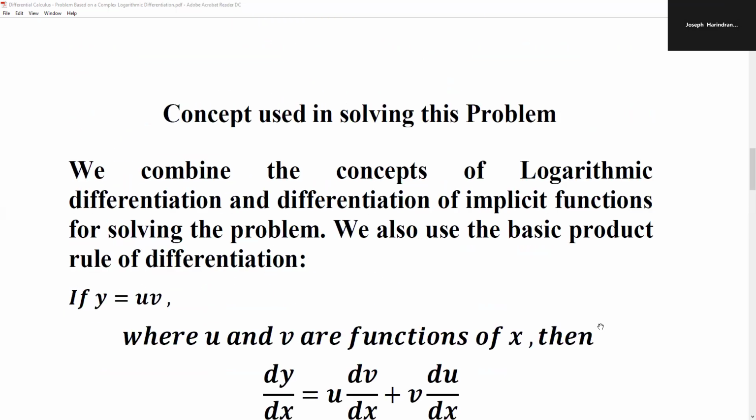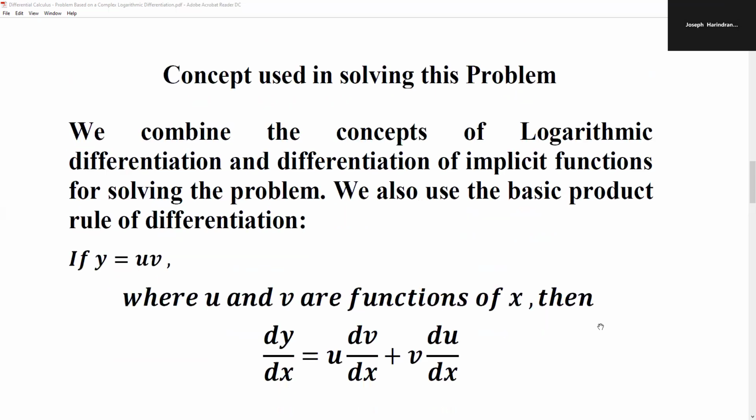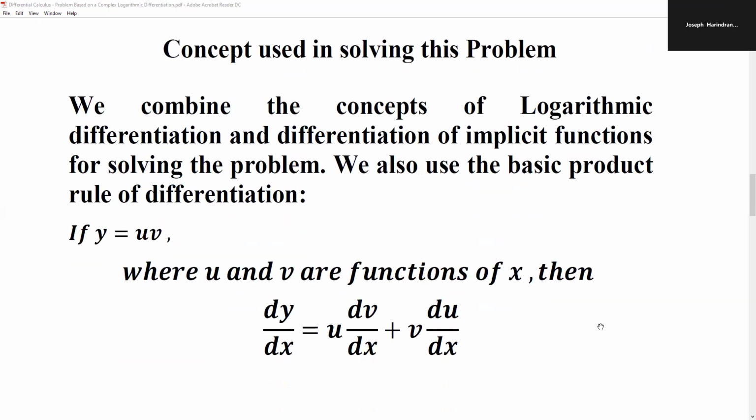Let us see this concept. First, let us see the concept used in solving this problem. We combine the concepts of logarithmic differentiation and differentiation of implicit functions. We also use the basic product rule of differentiation: y is equal to uv, where u and v are functions of x. Then dy by dx is equal to u into dv by dx plus v into du by dx.